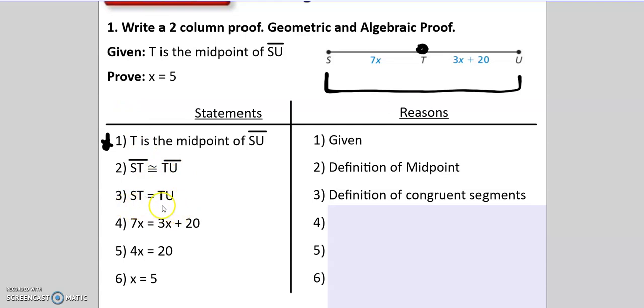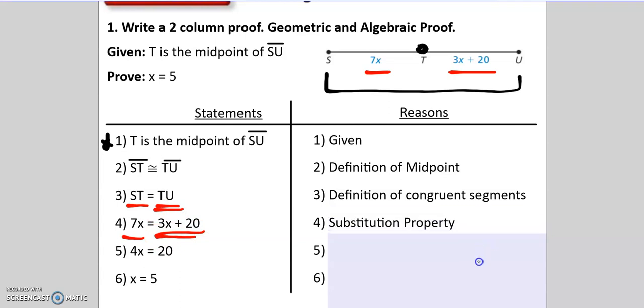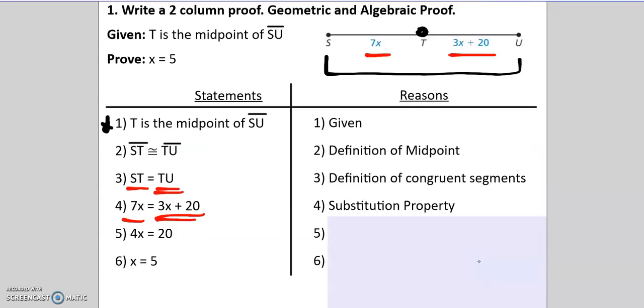So now what we can say is, well, what is ST? Notice how ST has 7x and TU has 3x plus 20. So notice for ST we wrote 7x, for TU we wrote 3x plus 20. And my reasoning for that is the substitution property. By substituting in those expressions for the segment lengths, we can now create this equation.